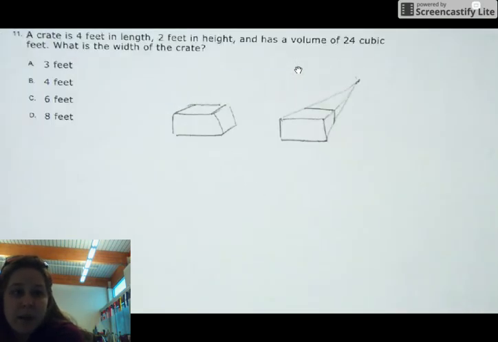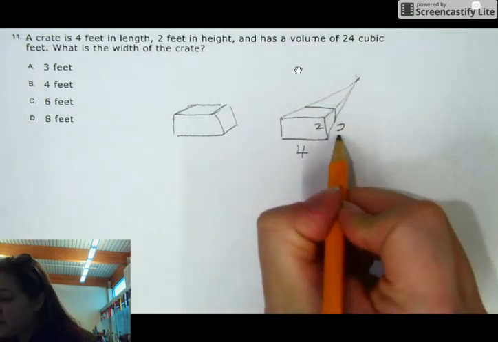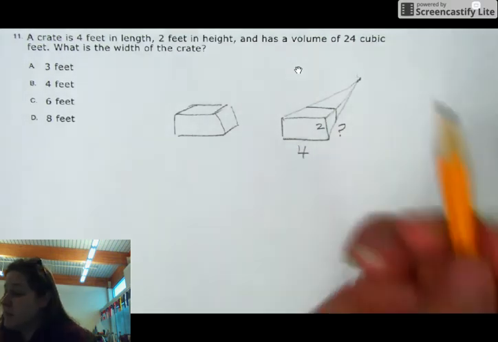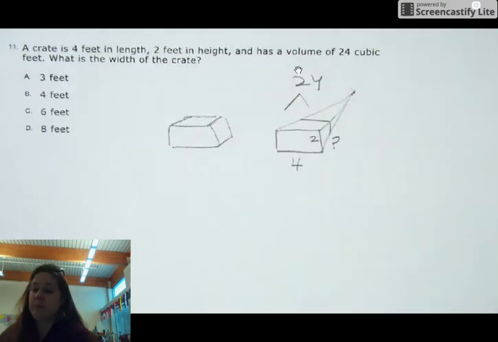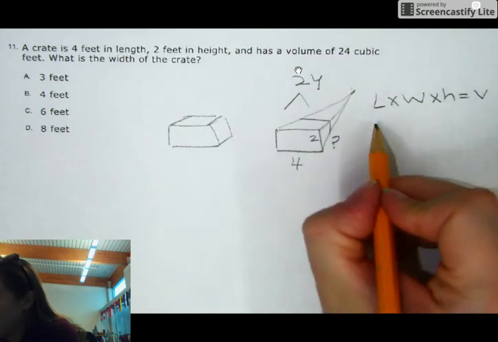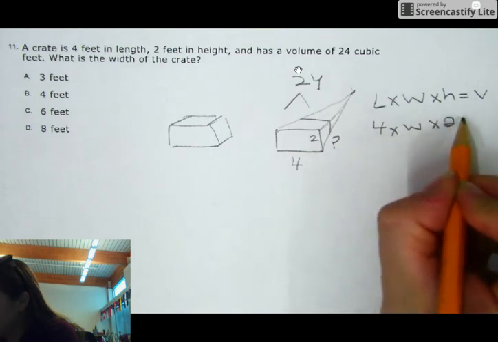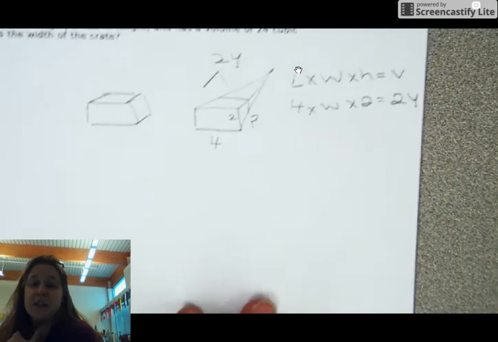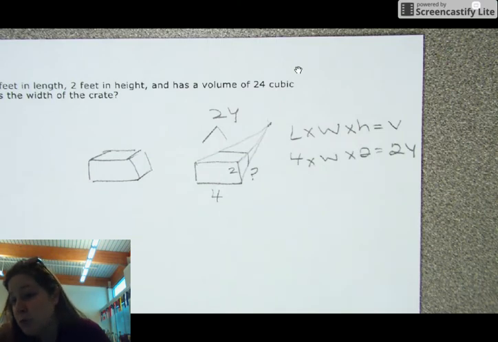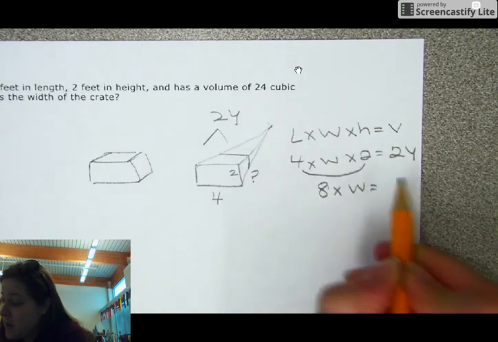Okay? So the crate is 4 feet in length, 2 feet in height, and it wants to know the width. It does not give us the width. But it does give us the volume of 24. So, length times width times height equals volume. Well, we know the length is 4. We do not know the width, but we know the height, and we know the volume. So my new equation is 4 times W times 2 equals 24. So what I'm going to do is 4 times 2 is 8. So 8 times W equals 24.